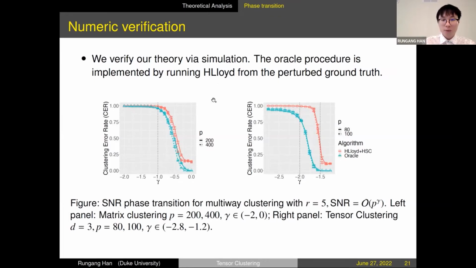And you can see from these two panels, in the left panel, these two algorithms have the same transition borderline, which is gamma = p^(-1/2), essentially negative half of p. But in the right panel, when we have the order 3 tensor, the two procedures have different transition borderlines. And it actually matches our theoretical rate for both transitions to the different regions.